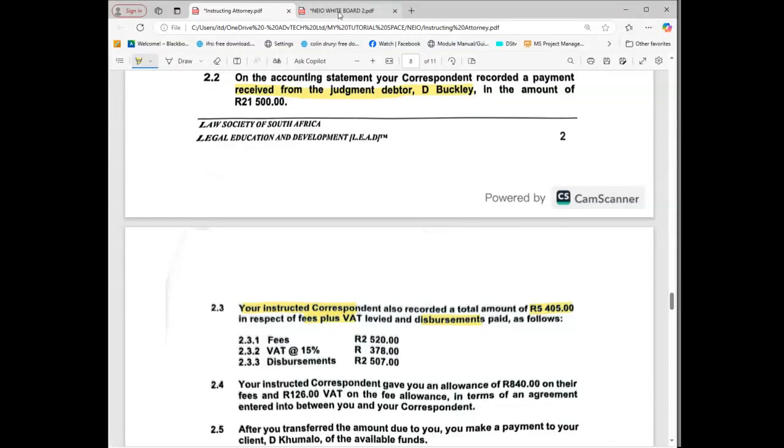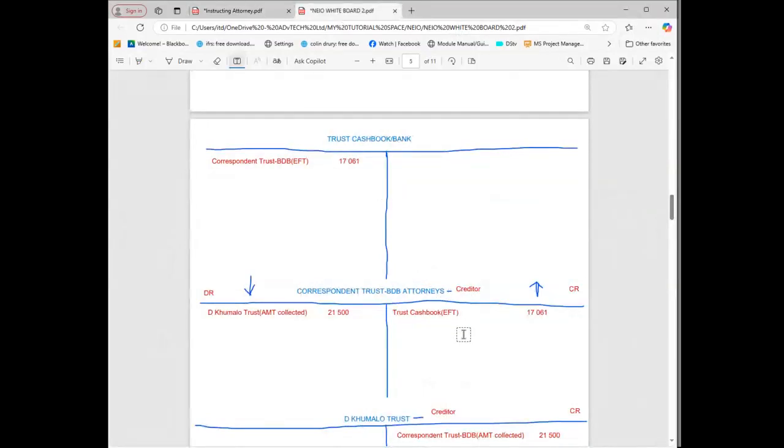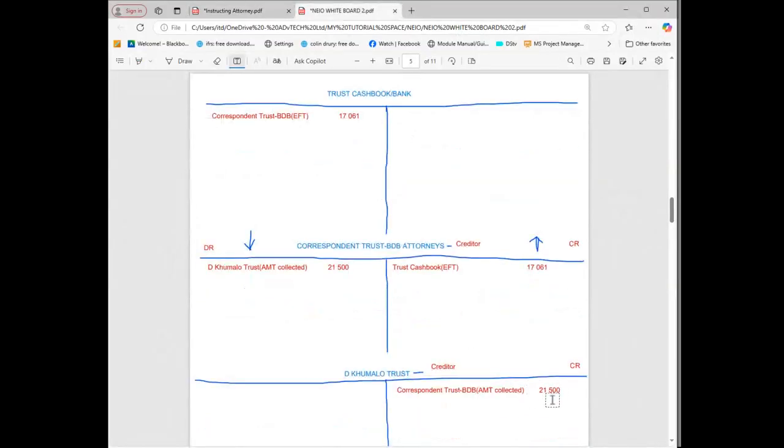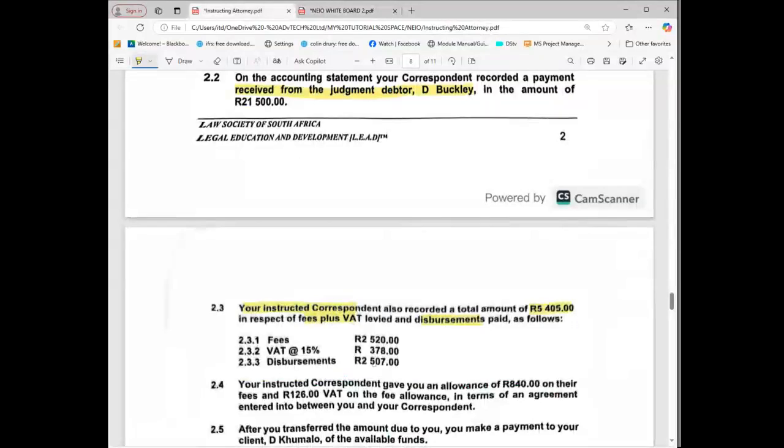Yes, I understand. How much did we collect? We collected 21,500. So we need to deduct the fees and the VAT and the disbursements from that amount that we collected for the client. I like that. So it means we need to go and affect that amount collected in the client's account. And we must also make sure that we take these and ensure that they belong to the correspondent.